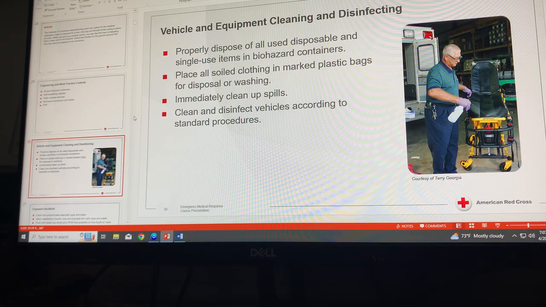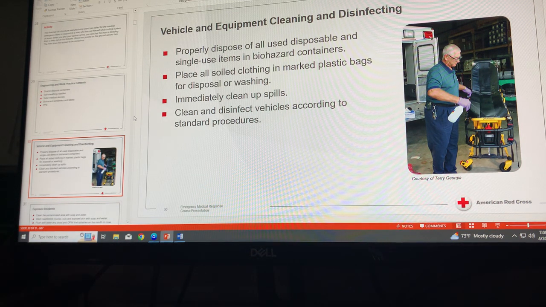Use appropriate material to absorb the solution and dispose of it in a labeled biohazard container. Scrub soiled boots, leather shoes, and other leather goods such as belts with soap, a brush, and hot water. If you wear a uniform to work, wash and dry it according to the manufacturer's instructions. Clean and disinfect the vehicle according to standard procedures.